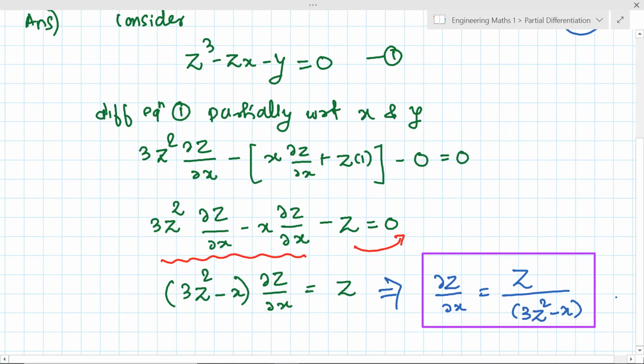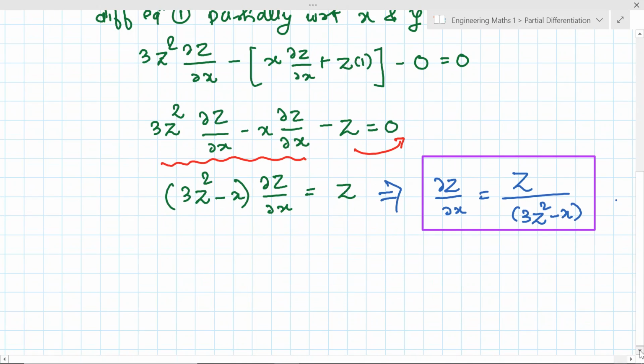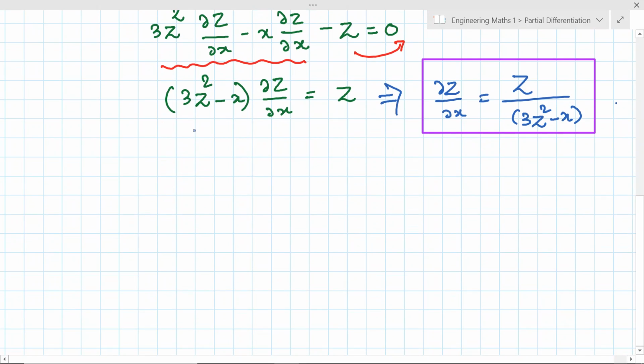Now, what is the partial derivative of function 1 with respect to y? Similarly, with respect to y, it is 3z square again into ∂z/∂y.